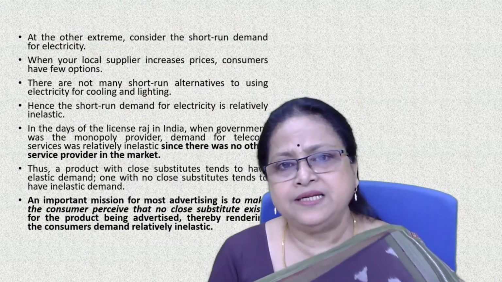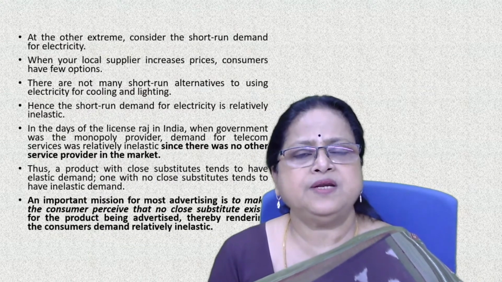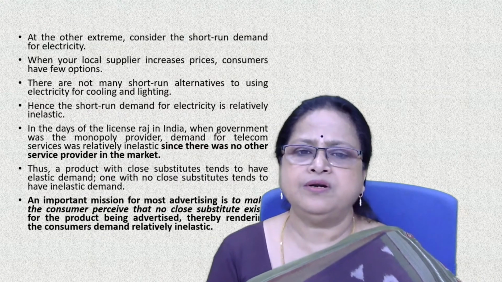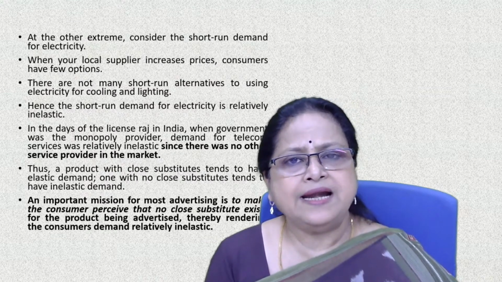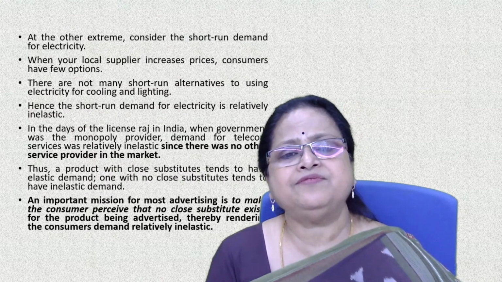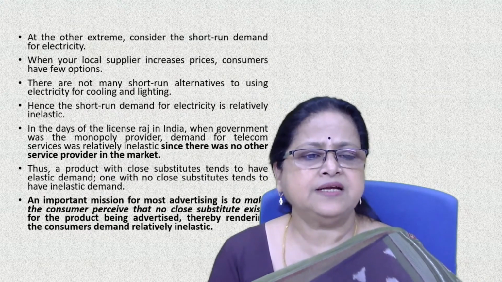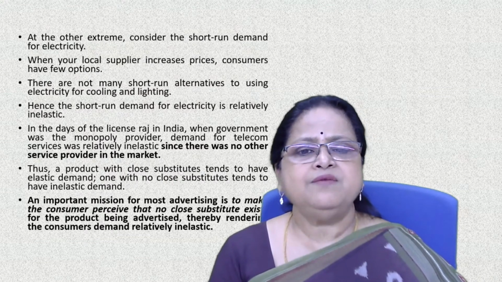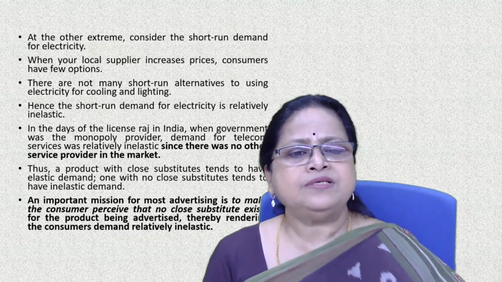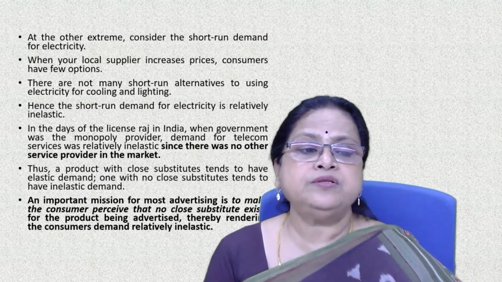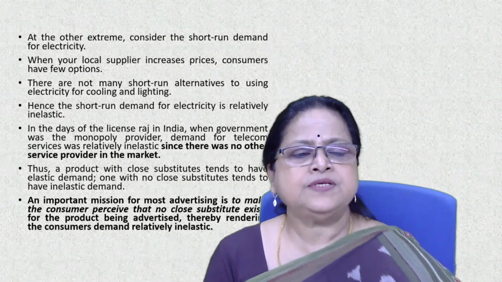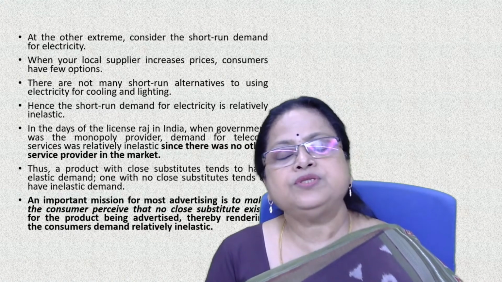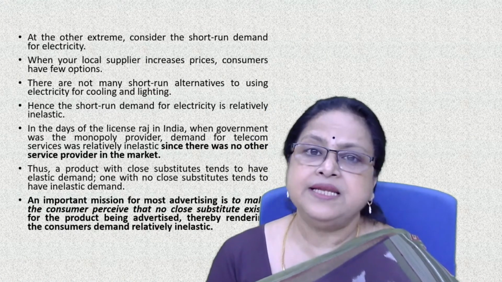So when the local supplier increases prices, consumers have few options. They do not have any option to switch over to another supplier. There are not many short-run alternatives to using electricity for cooling and lighting. Hence, the short-run demand for electricity is relatively inelastic. In the days of license Raj in India, when the government was the monopoly provider, demand for telecom services like telephones was relatively inelastic since there was no other service provider in the market. Thus, a product with close substitutes tends to have elastic demand. One with no close substitutes tends to have inelastic demand.